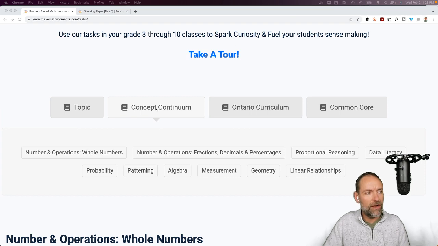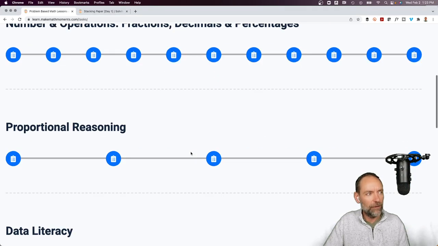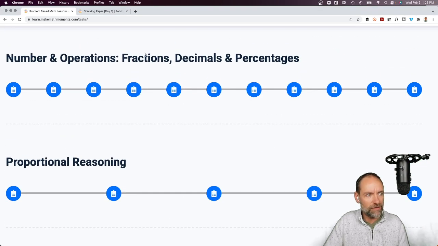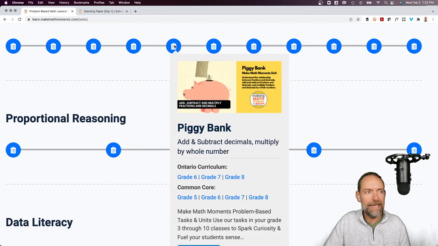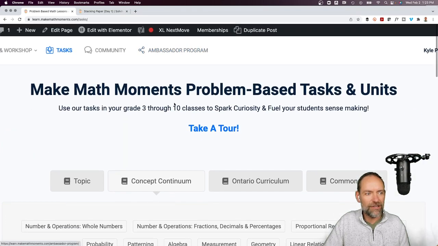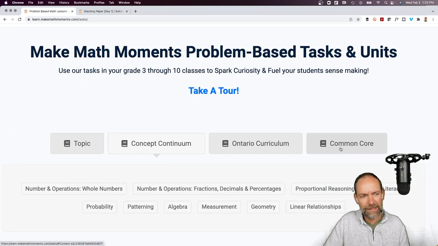So we can start with the concept continuum. We can look for big ideas and see how they develop. So for example, if I'm looking for number and operations, fractions, decimals, percentages, we've got all kinds of problem-based units that we could be exploring here. But today what we're actually going to do, I'm going to use the Common Core tab.